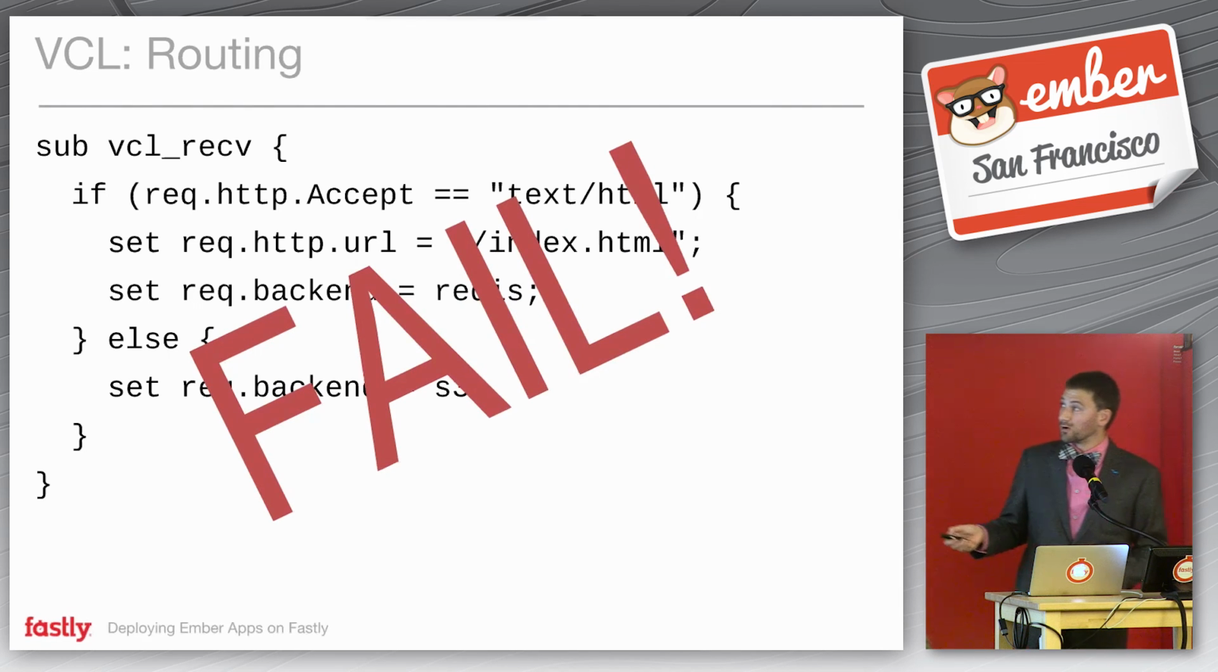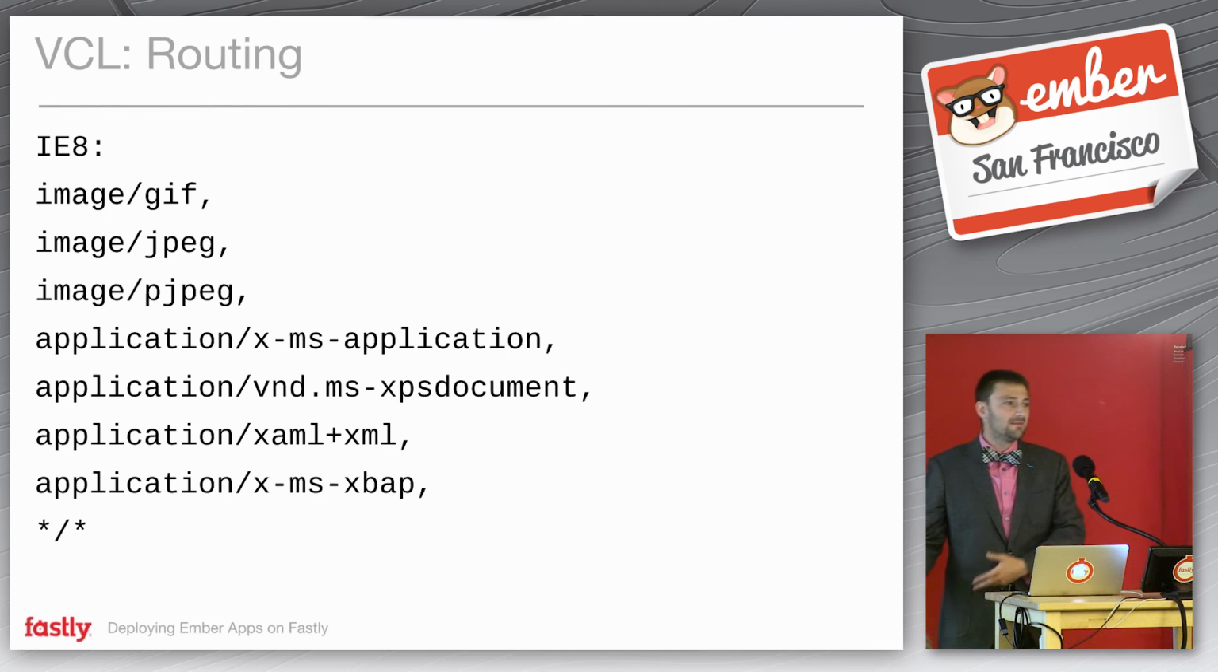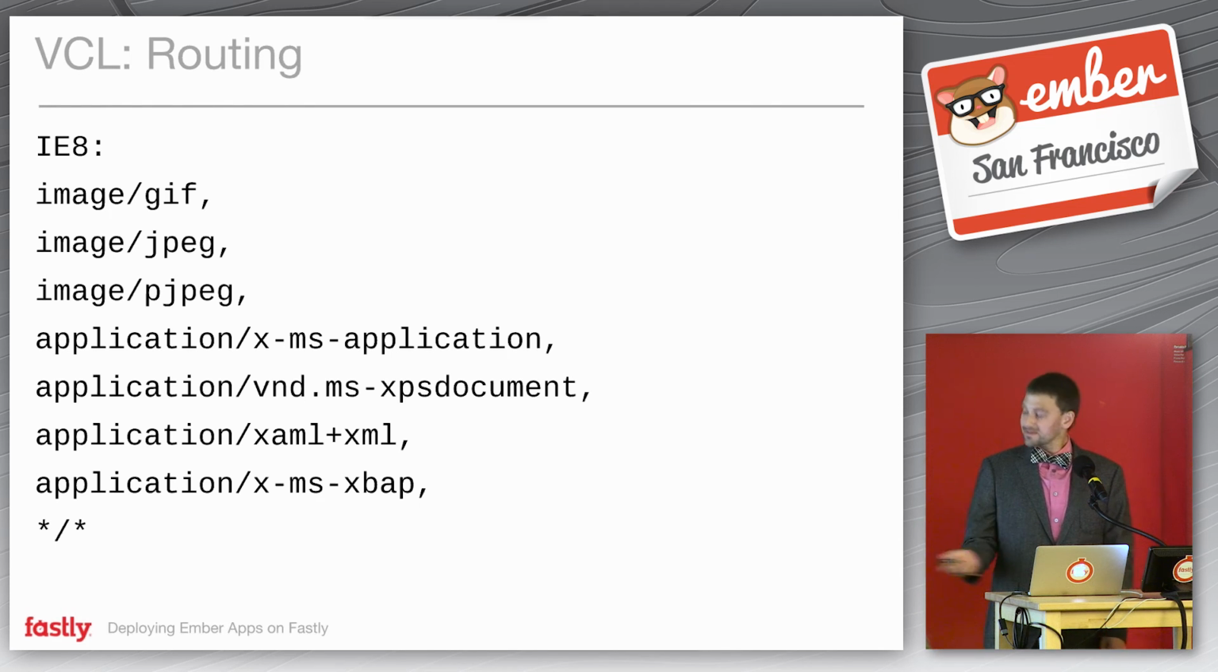This definitely doesn't work because browsers don't set accept to text HTML. They set it to ridiculous things like this. So this is IE8. You'll notice nowhere in there is text HTML. There's a star at the end. So yes, text HTML is acceptable to IE8, but it really doesn't want it. So there's no way for us to determine that a browser is actually asking for an HTML page as opposed to an image or JSON or something else. So I kind of gave up on this.